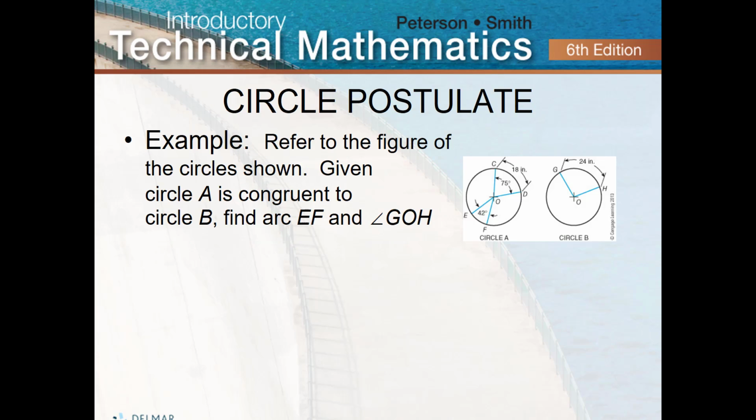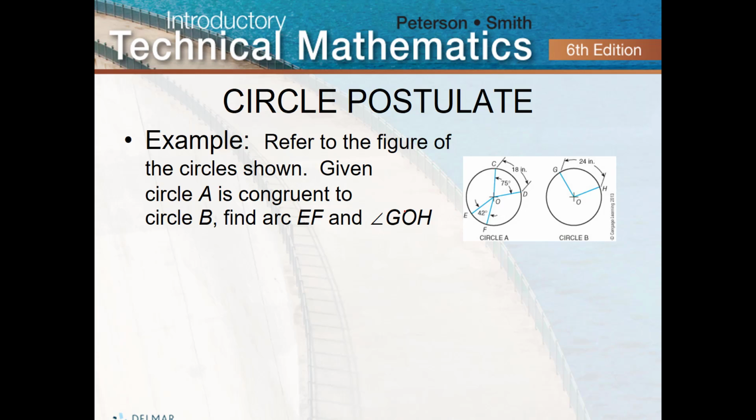All right, so let's actually do something. These are congruent. The circles are the same. And it wants to know the arc of E and F and the angle of GOH. Remember, we're all about proportions. So, what do we want to start with? Let's start with E and F. Now, actually, let's start with GOH.